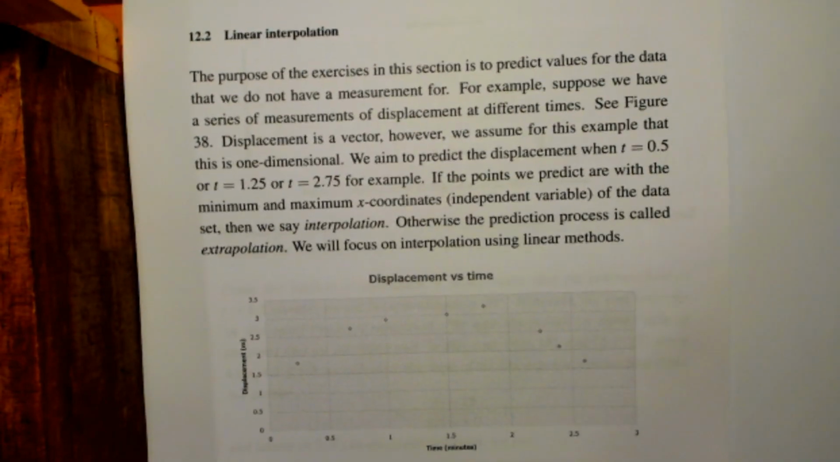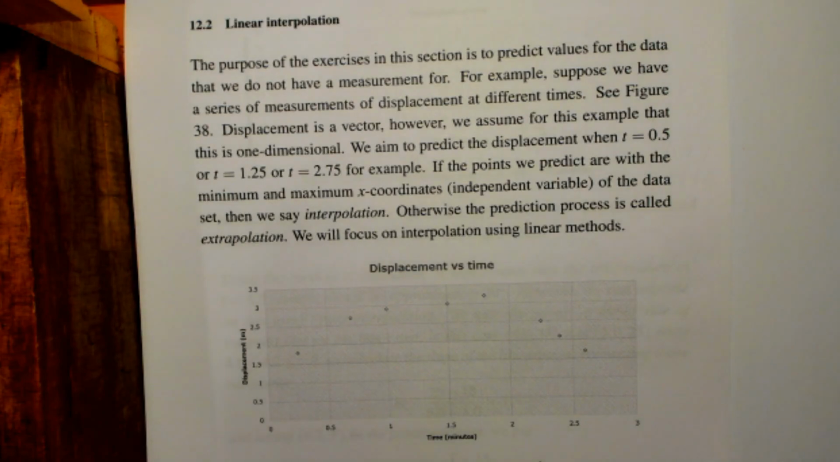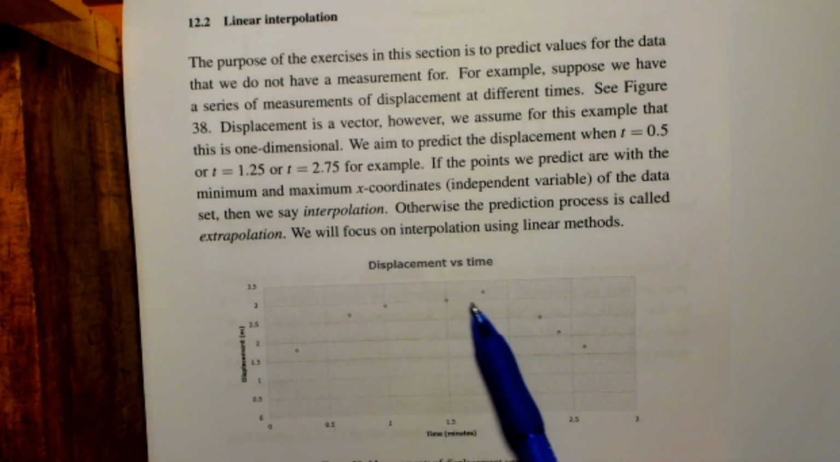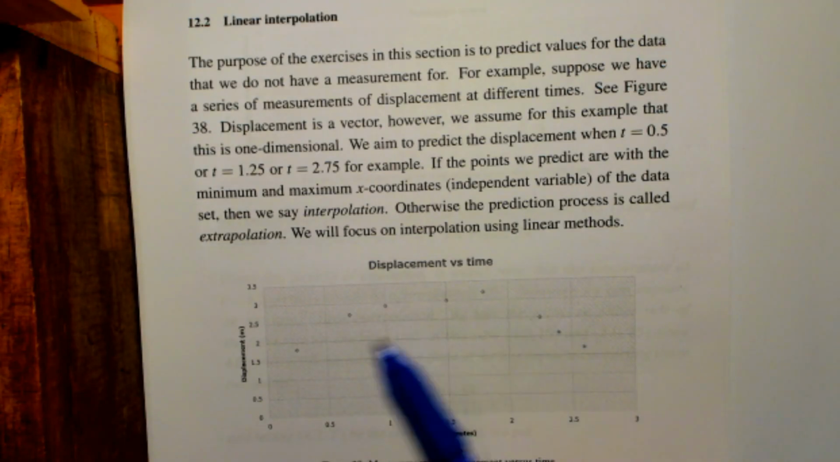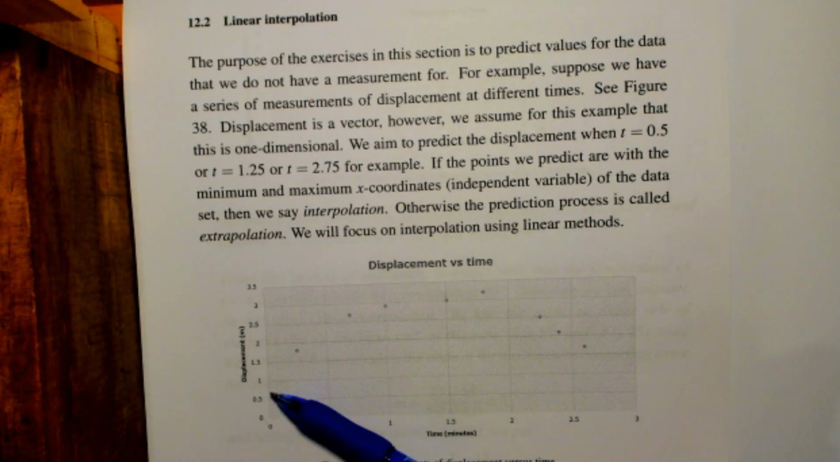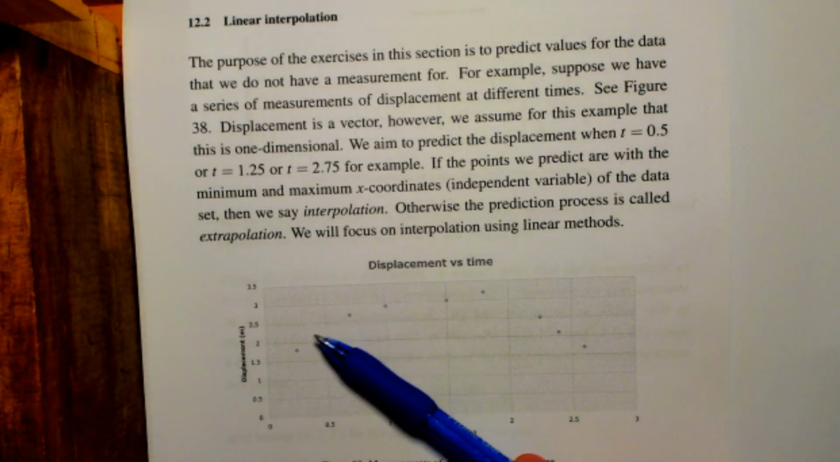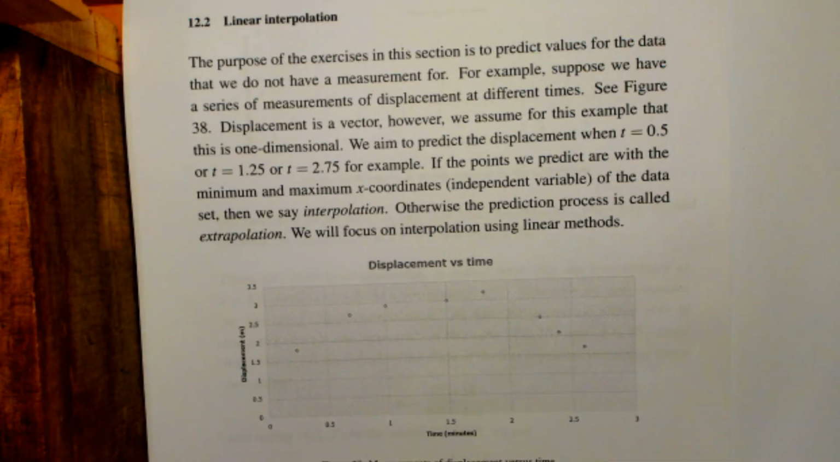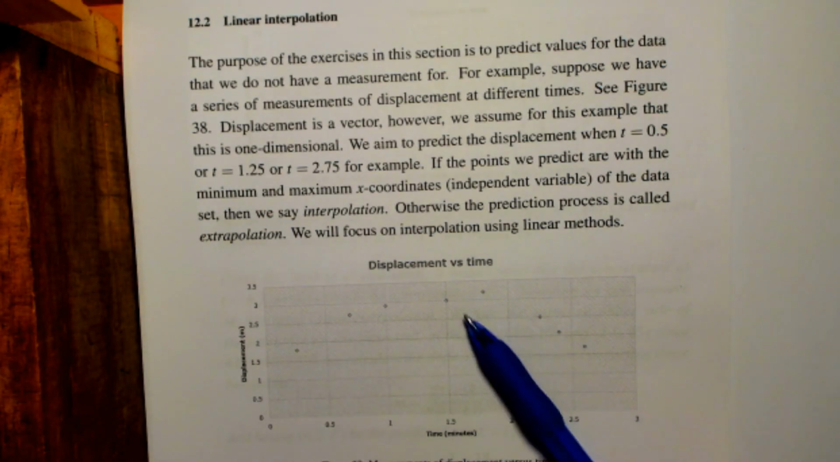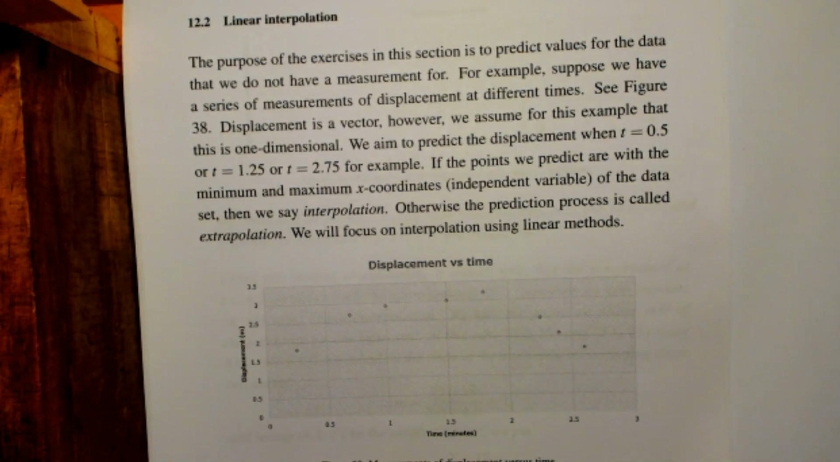All right, next topic, linear interpolation. The purpose of the exercises in this section is to predict values for the data that we do not have a measurement for. So if you're looking at this picture, you might see there is a bit of a trend. Looks like a parabolic trend, like a ball being thrown up, and so it goes up and then it comes down. So this is time, this is displacement, but you know that when you throw a ball up, you do get a nice smooth curve. You don't get these little bumpiness. So that would be errors in the measurement of the displacement.